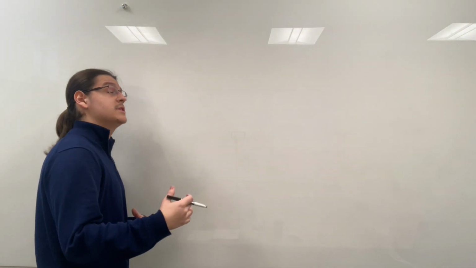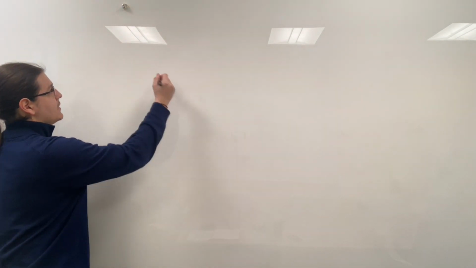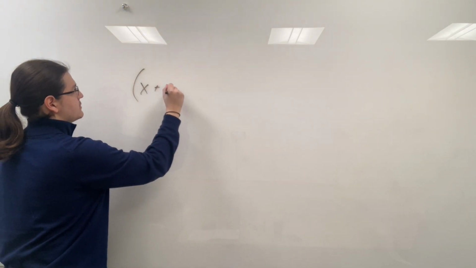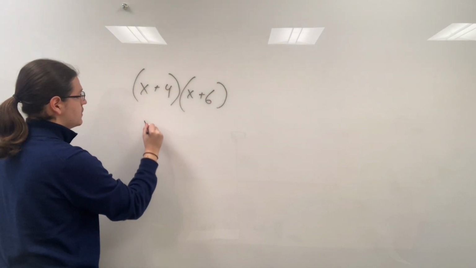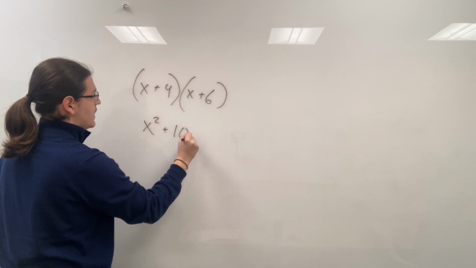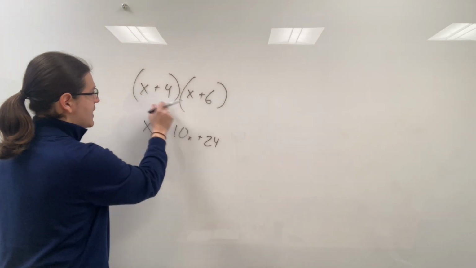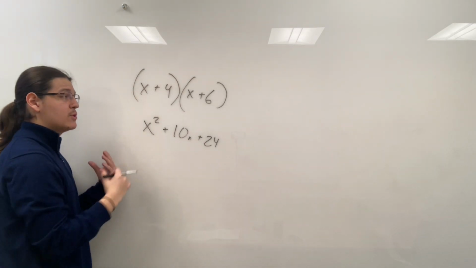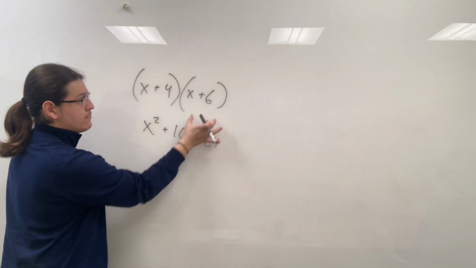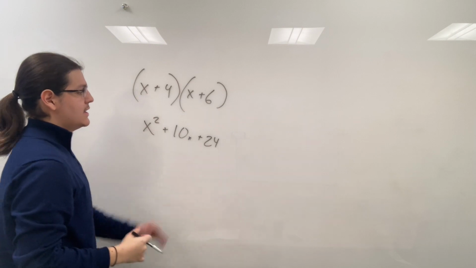In the same way that multiplication is the inverse of division, division is the inverse of multiplication. Let me just show you. If we had something like x plus 4 times x plus 6, multiplying this out, you get x squared plus 10x plus 24. Now we know that these two are factors of each other. So if we were to divide this by x plus 6, that's the same thing as taking x plus 6 out. So if we were to divide this by this, we would get this. So let's set up our long division and walk through how to do this.